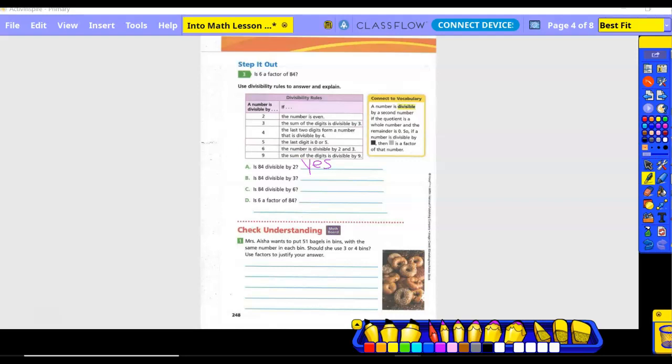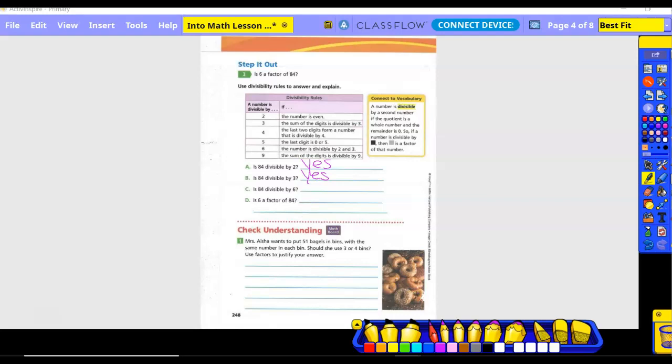Is 84 divisible by 3? So we go back up here and we look at our rules. The sum of the digits is divisible by 3. So what is 8 plus 4? 12. Is 12 a multiple of 3? Yes. So it would be easily divisible.